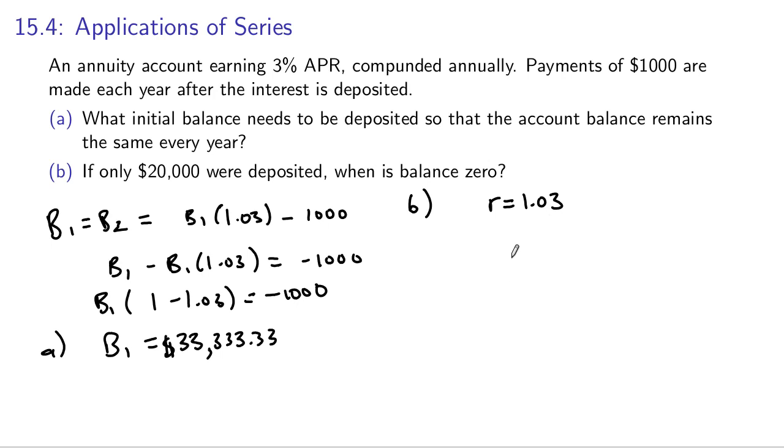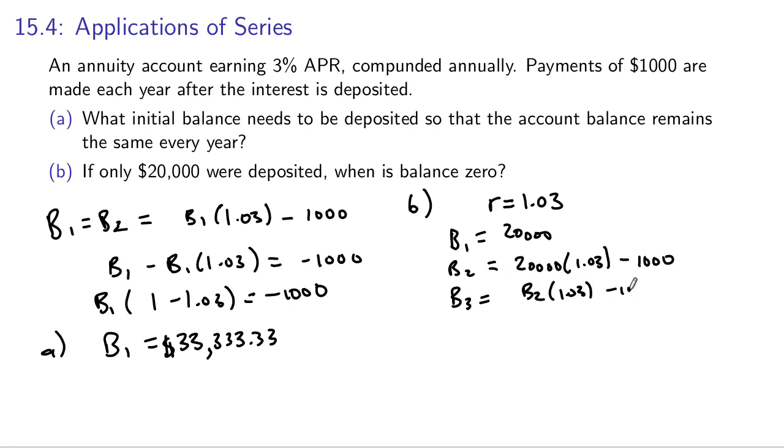So we start with what we put in, which is 20,000. Then in the second year, we get our interest on the 20,000, and then we lose our $1,000 that we got out. The third year, our balance would be what we had in the second year times 1.03 minus the 1,000.